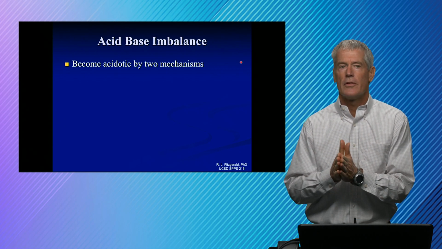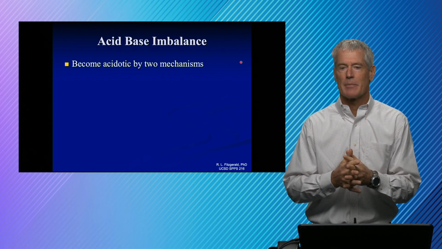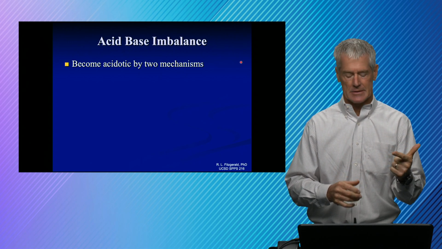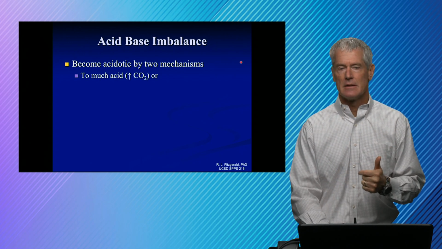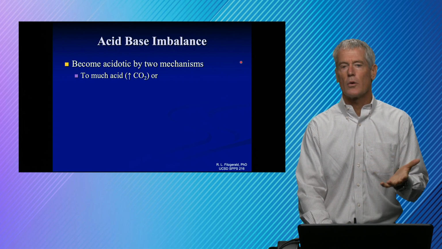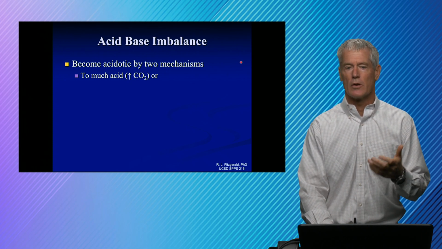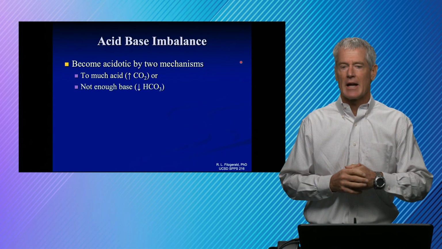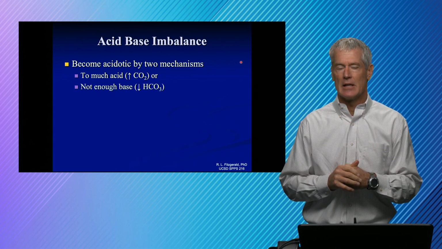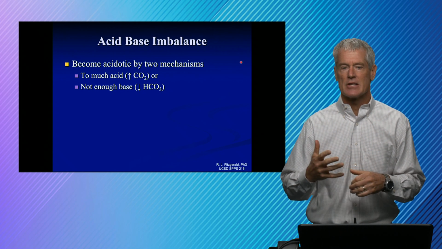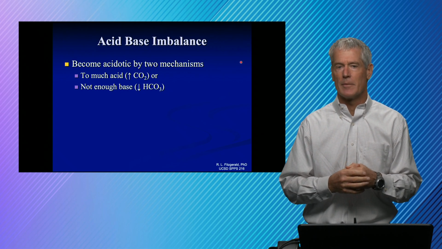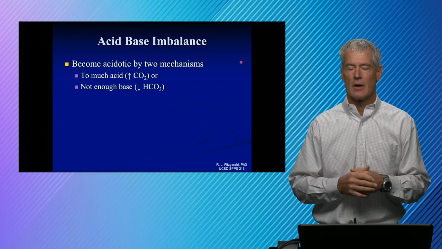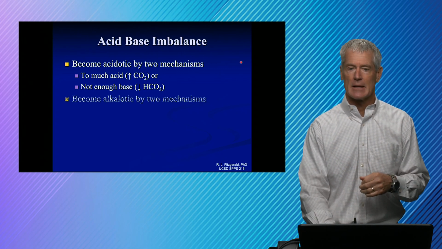So thinking about it, you can become acidotic by two mechanisms. You can either have too much acid or you can have not enough base. And if you have too much acid, then your total CO2 or your PCO2 or your DCO2 is going to be high. If you have not enough base, it's going to be a low bicarb. In the case of excess CO2, that's going to be respiratory. In the case of not enough base, a decreased bicarb, that's going to be metabolic.